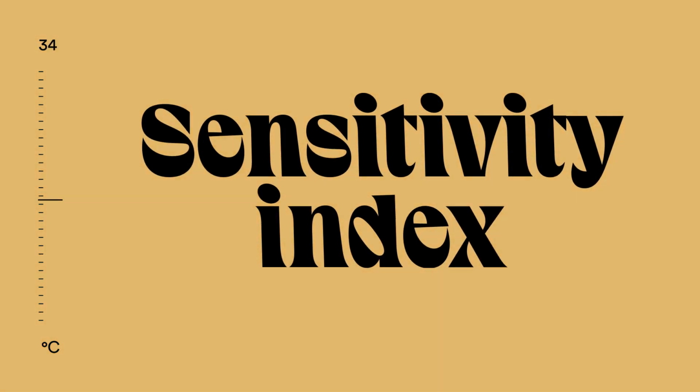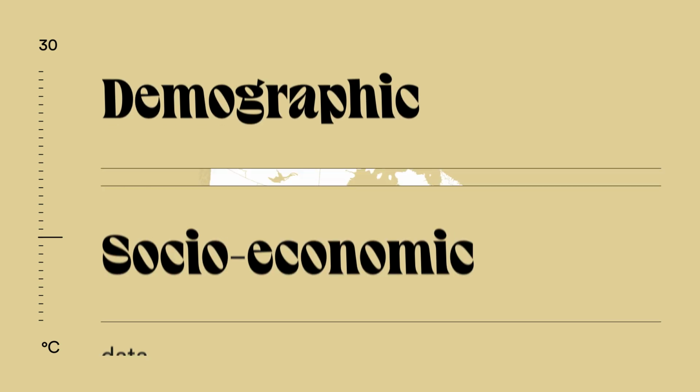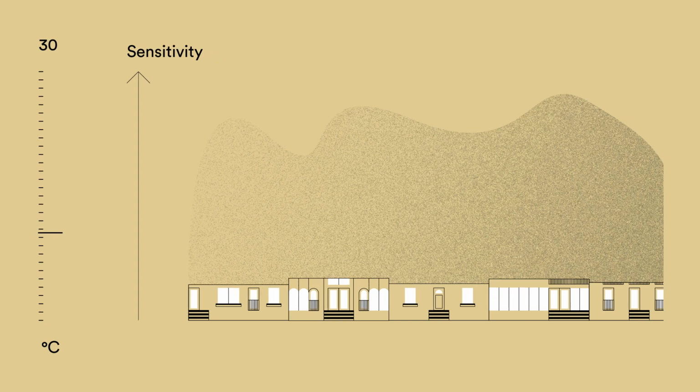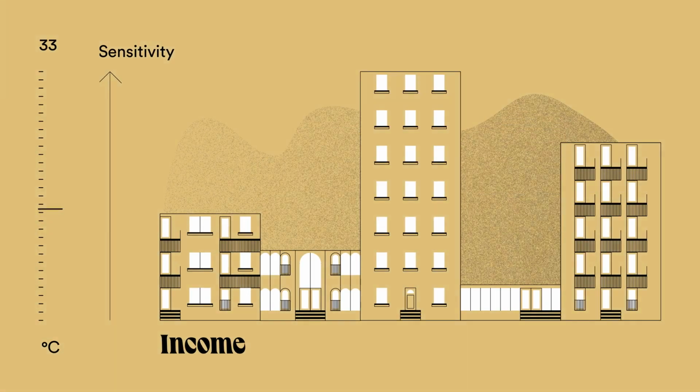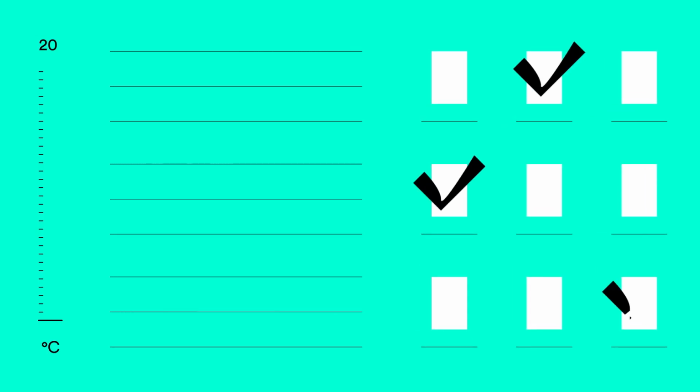The sensitivity index incorporates fine-scale demographic and socioeconomic data of the Canadian population. The data, including age, income, type of dwelling, and household composition, come from the National Census, which is conducted every 5 years.